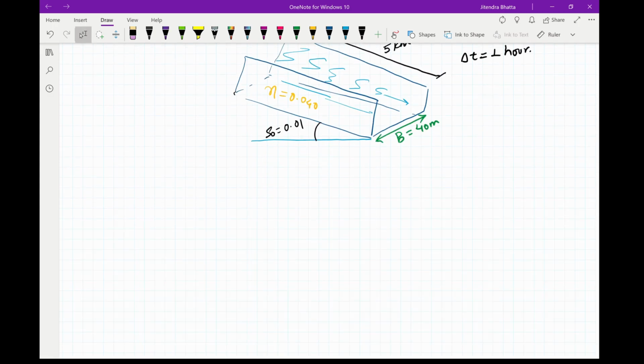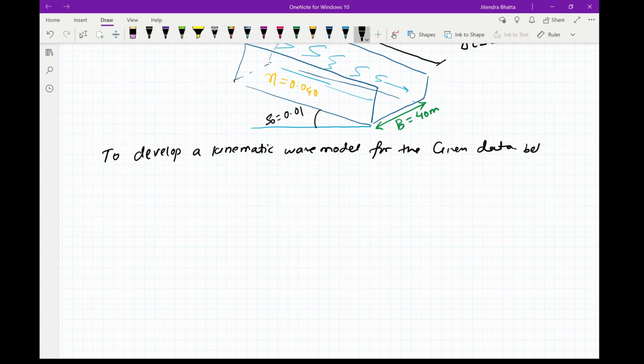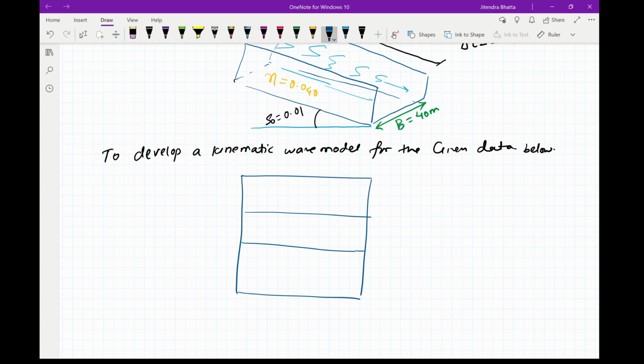Now the problem might be to develop a kinematic wave model for the given data below. Let's say you are given a grid like this, where this is I plus 1. This can be taken as 1, so this will be 2, which is x.